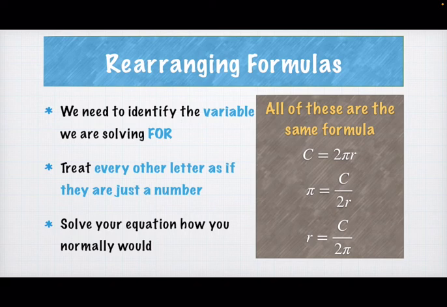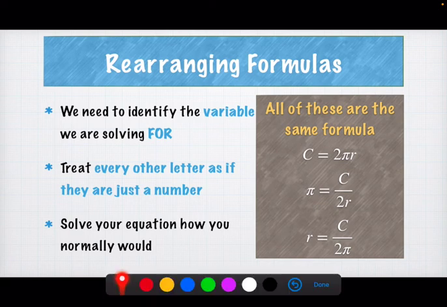Now on the right, you'll see that we have a list where all of these are the same formula. These all come from this first one, which is C is equal to 2 pi r. Now, if you were to solve this for pi, you divide by 2r, because that's what's being multiplied into the pi, and you'll get the circumference over 2r, and that will give you pi. Now, if you're solving for r, the radius, then that'll equal the circumference divided by 2 pi.